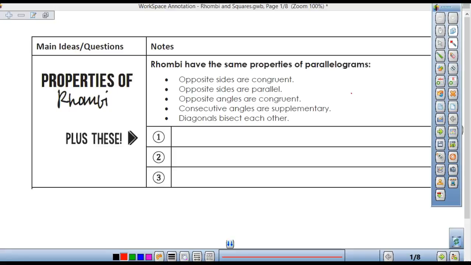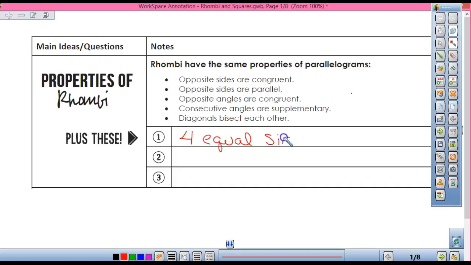Rhombi, plural for rhombus. Okay, so it's a parallelogram, but it's not a rectangle. Those extra two properties we learned yesterday, congruent diagonals and 4 90-degree angles, don't account for a rhombus. So get those two out of your head. Today we have 4 equal sides, because that's actually the definition of a rhombus. It's just a quadrilateral with 4 equal sides.